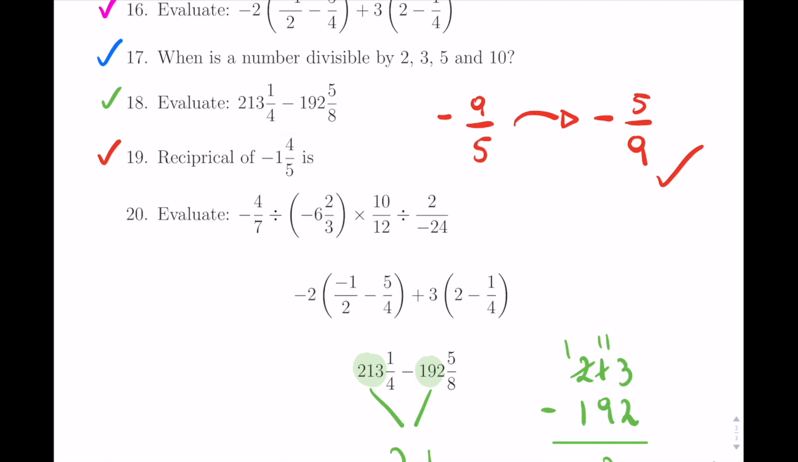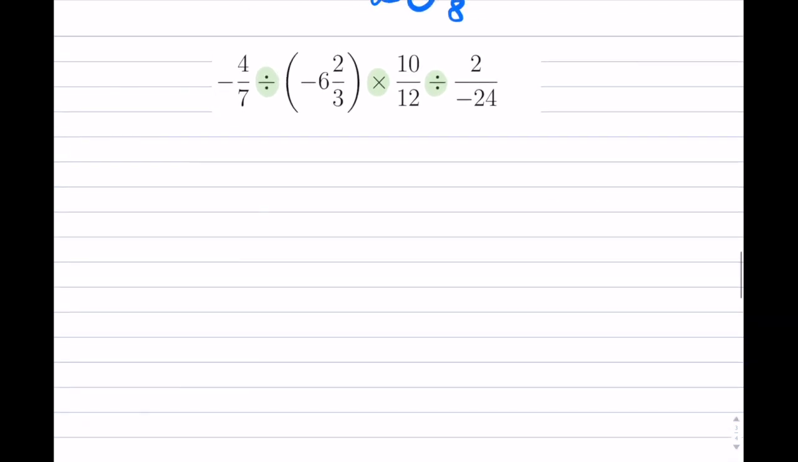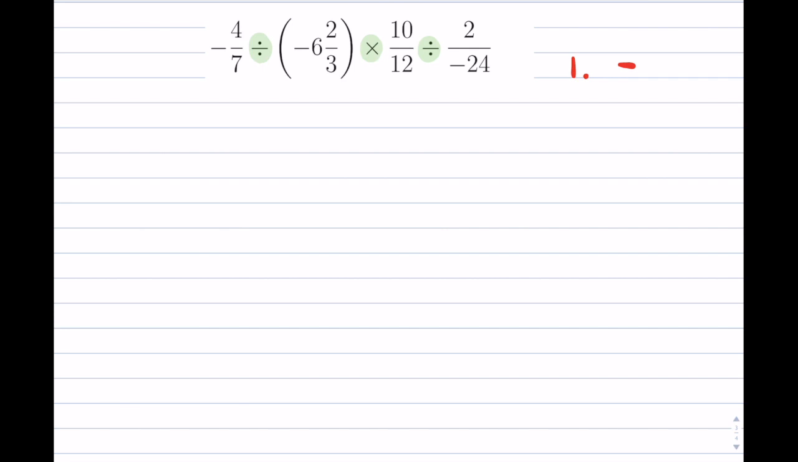Okay, let's take a look at the last one, which seems complicated. Let's see what we can do with it. So I'm going to paste it in here. First, what I notice in this question, it looks intimidating, but it is just multiplications and divisions. In multiplications and divisions, what I like to do, well, number one, is count how many negatives I have to see if my answer will be positive or negative. So I have 1 negative, 2, 3, which is an odd number of negatives, so that means my answer will be negative.